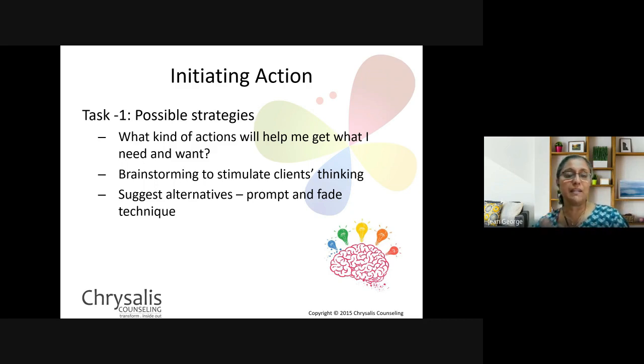There may be difficult situations. So what you're helping them do is find the kind of actions that will help them get what they want or what they need. You may need to work alongside them to brainstorm so that they can begin to think. And also, you can suggest alternatives. And that's where you use something that we call the prompt and fade technique.